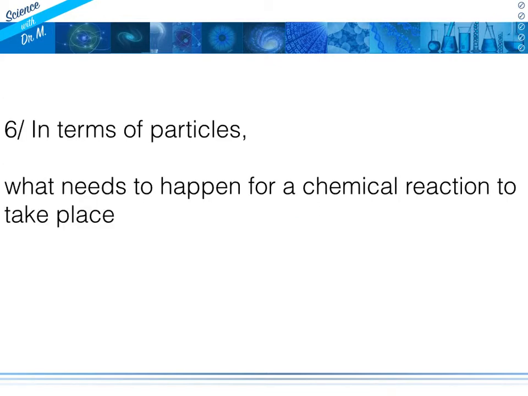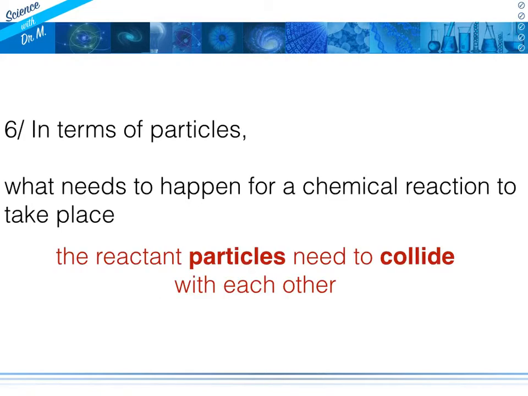Okay, number 6. In terms of particles, what needs to happen for a chemical reaction to take place? The reactant particles need to collide with each other. Okay, for a reaction to happen, those particles have got to actually meet so that the reaction can take place.